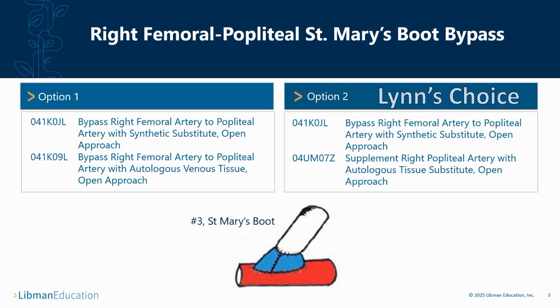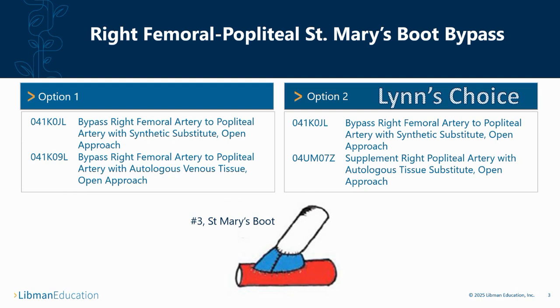I believe a code for supplement is the most appropriate as the second code. This identifies the bypass conduit with one code and the supplement of the destination with another code, both indicating the appropriate device that was used. It's my opinion that it's more appropriately coded as option 2.